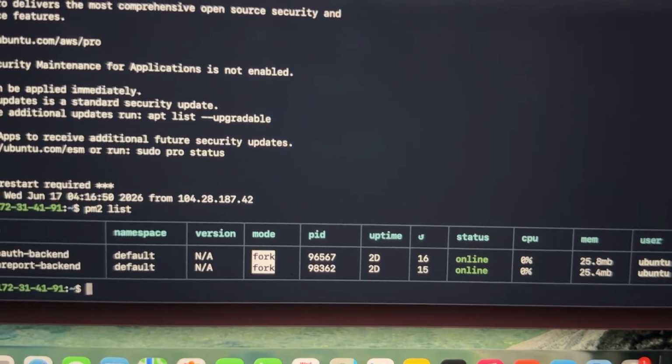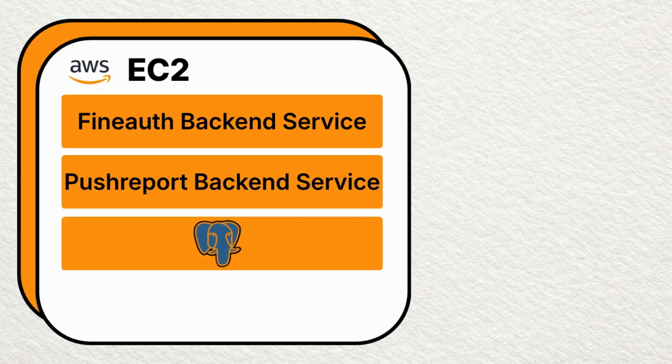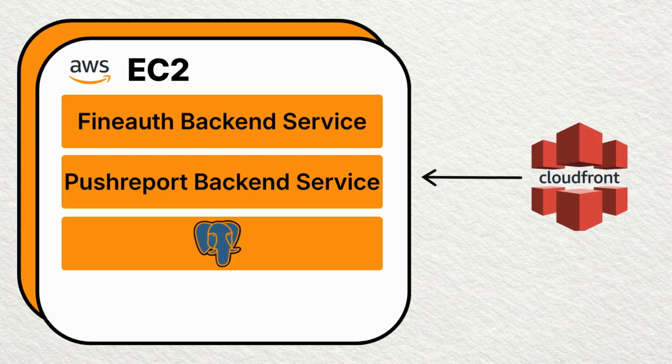Now I can run two services. I might even run more than two on that same instance. I have my Postgres DB on that same instance as well. So one other thing I did is to make sure that I have CloudFront in front of my API services.